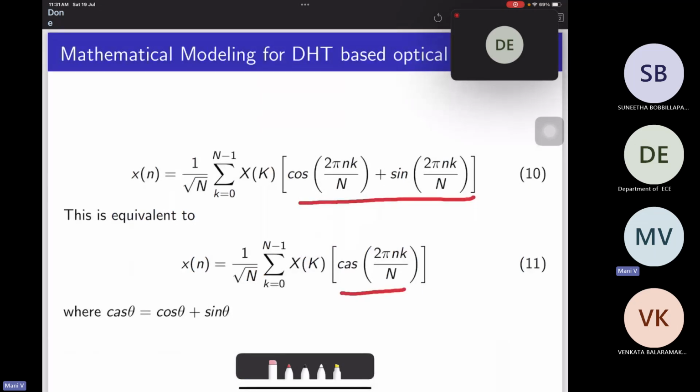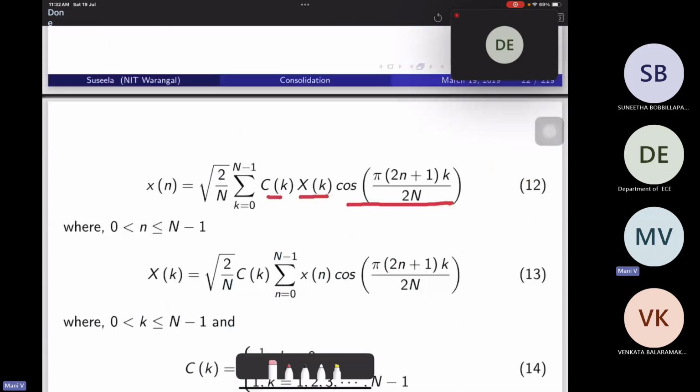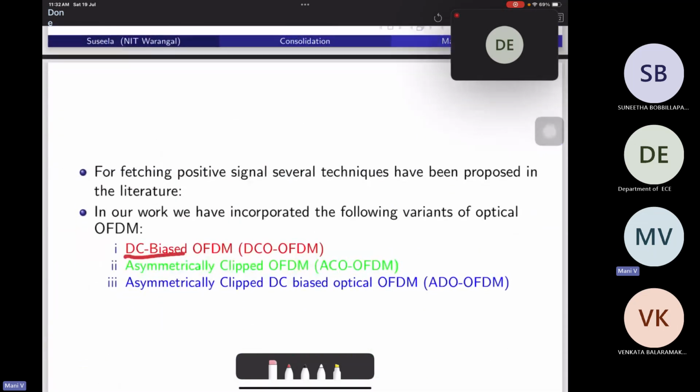The Hartley transform directly takes cos and sine format. There is no complex symmetry. It directly takes cos 2 pi nk by N plus sine 2 pi nk by N. This is also called CAS. So using that, you can obtain the signal in the real format.